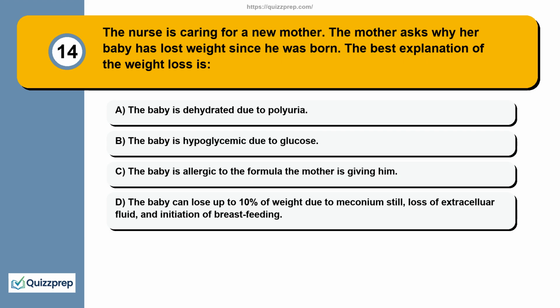Question 14. The nurse is caring for a new mother. The mother asks why her baby has lost weight since he was born. The best explanation of the weight loss is: the baby is dehydrated due to polyuria. The baby is hypoglycemic due to glucose. The baby is allergic to the formula the mother is giving him. The baby can lose up to 10% of weight due to meconium stool, loss of extracellular fluid, and initiation of breastfeeding.